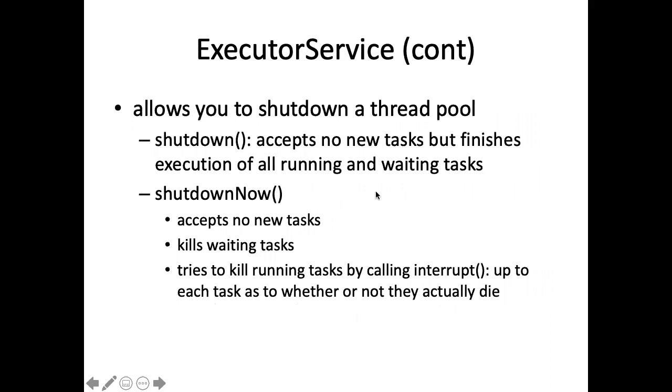And then you saw the shutdown methods for the pool. It doesn't actually immediately shut down the pool. Instead, it simply says, I will accept no new tasks, but I will finish the execution of all my running and waiting tasks. So that's what I did. I called pool.shutdown as I came out of the loop, but that didn't actually shut down the thread pool immediately.